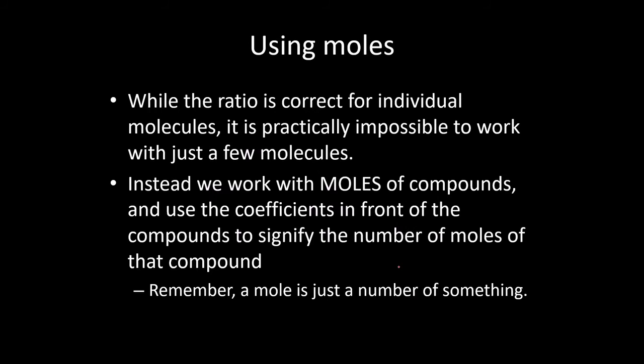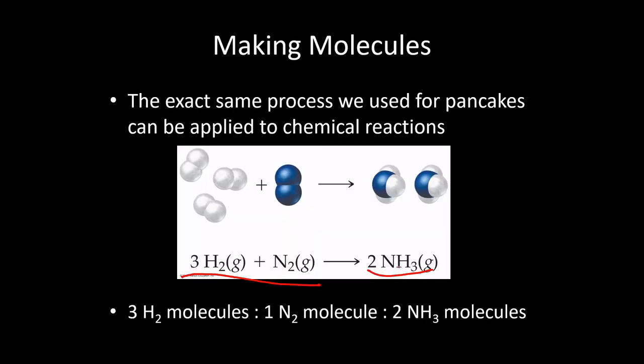So moving on here, talking about using moles. While the ratio is correct for individual molecules, it is practically impossible to work with just a few molecules. Instead, we work with moles of compounds and use the coefficients in front of the compounds to signify the number of moles of that compound. Remembering from the previous chapter when we talked about moles that a mole is just a number of things, it is perfectly fine to use moles as these numbers here.